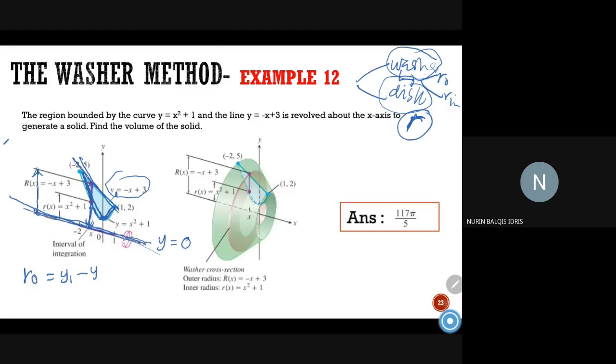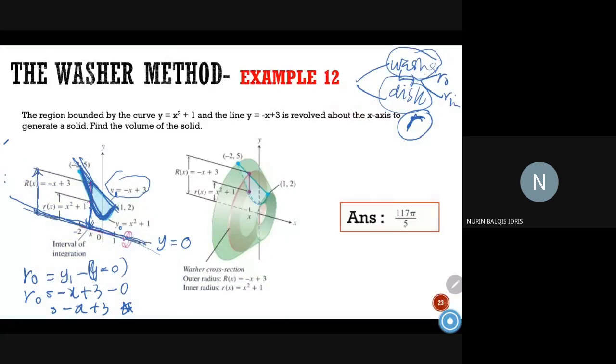Okay, y equals to 0. So your y1 here is negative x plus 3 minus with 0. So your r naught is equals to negative x plus 3. And then tahu r naught, your r in pula yang kat luar ni is the outer curve. Okay, the outer curve here is y equals to x square plus 1.